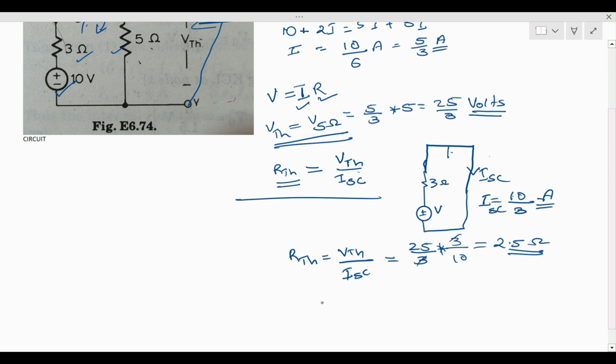So our Thevenin equivalent circuit will look like this, right? Plus minus. This is how a Thevenin circuit looks. Our voltage source will be 25 by 3 volts and this resistance will be 2.5 ohm. This will be X and Y. So we found our Thevenin equivalent circuit.